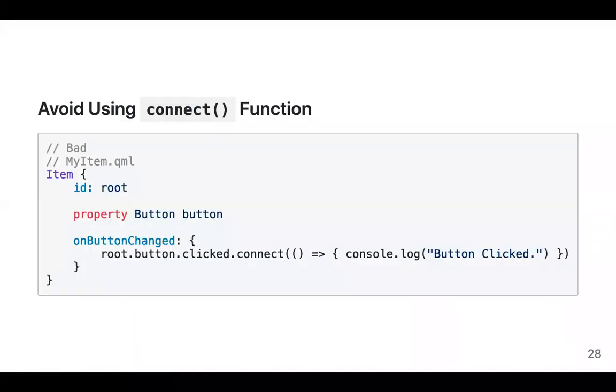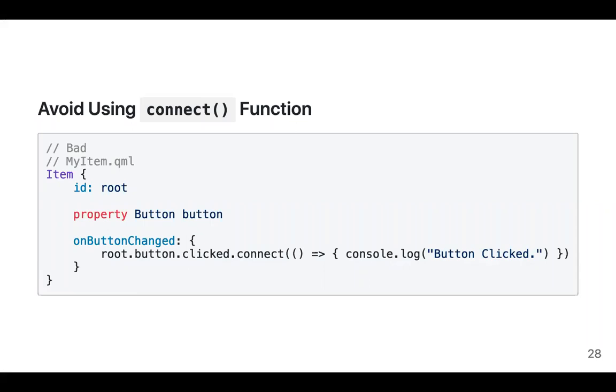The other thing is handling signals. There are two ways of handling signals in QML. One is using the associated change signal. For a button, there will always be a button change signal, and you can connect to that. You can use that with onButtonChange. And there's another syntax that you can use to connect another function to a signal, and that's the connect method that's provided with every signal.